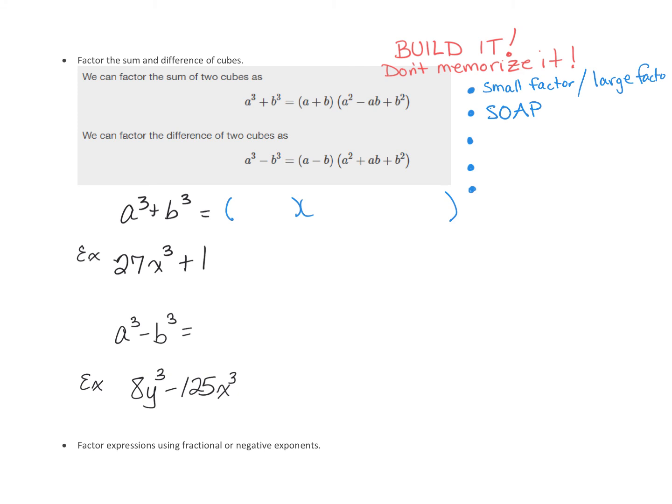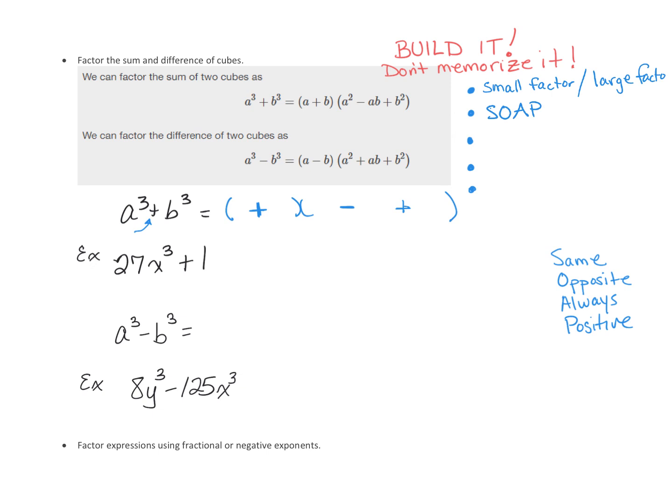And SOAP means same, opposite, always positive. So we're going to look at this sign, which is a plus, and we're going to put our signs in here. It's going to be the same as the original, opposite of the original, and always positive.